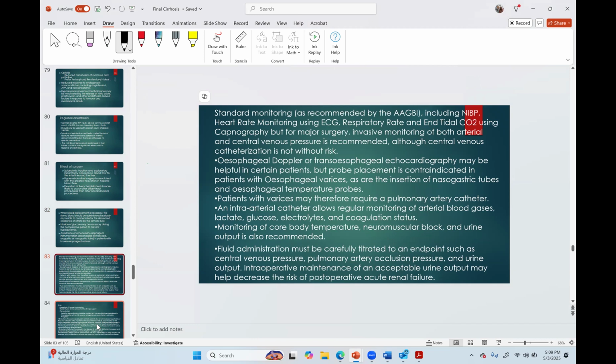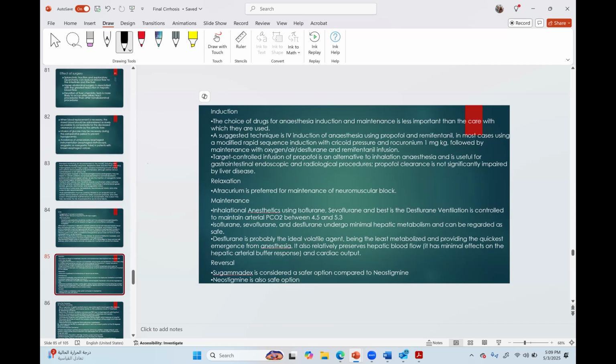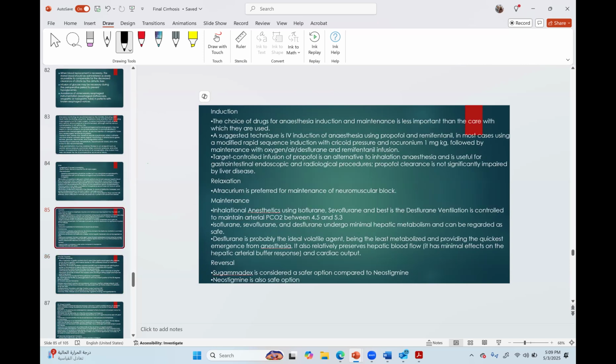So esophageal Doppler, fluid administration. They have written pulmonary artery occlusion pressure, but I don't think there is any compelling indication for this unless there is portopulmonary hypertension or things like that. Okay. What else? Large bore rapid infuser system. Yes, among the reversal, that's what I was telling you, desflurane is probably the ideal volatile agent. Okay. What about reversal? So neostigmine metabolism is slowed, delayed in liver failure.